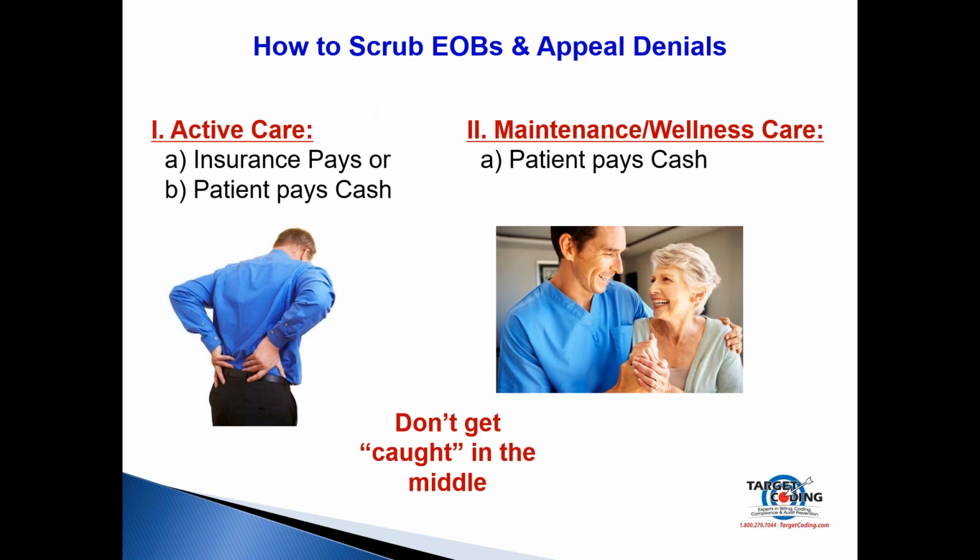So here's a little breakdown. You could look at every single man, woman, and child that walks into your office and place them into one of these two categories. Category 1, active care, which means the insurance will pay. I mentioned what's medically necessary: pain, discomfort, restricted motion, decreased ADL, so insurance pays for that. Or if the patient doesn't have insurance, or if you're out of network, they pay cash. And then maintenance wellness care. That's simple. Cash. Insurance doesn't pay for maintenance wellness.